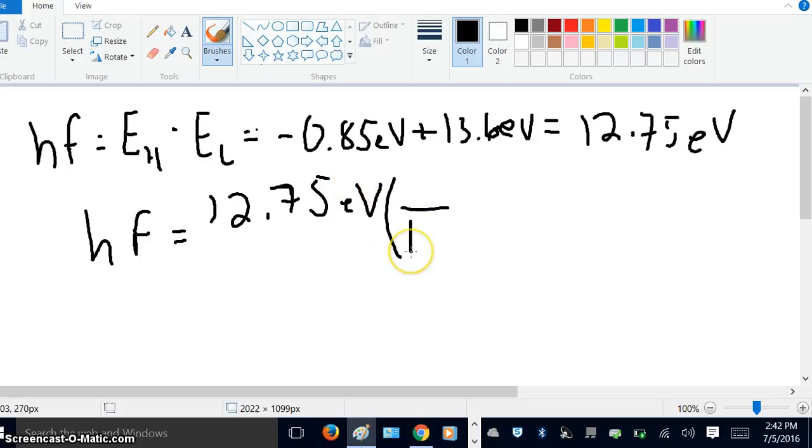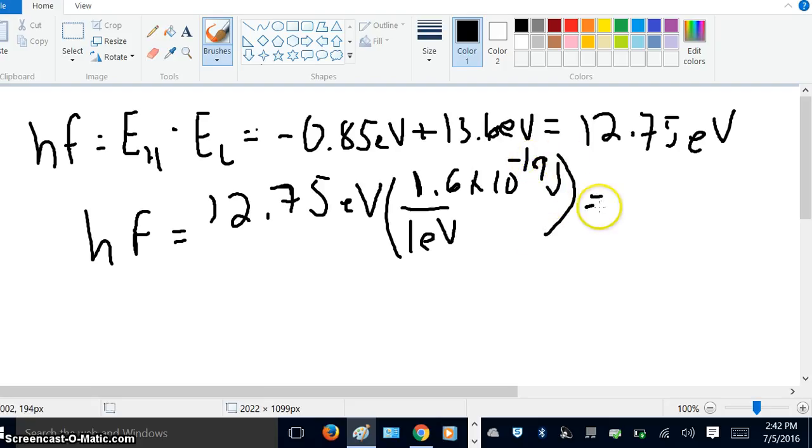So we learned that 1 electron volt is 1.6 times 10 to the minus 19th joules. And when we do that in our calculator, let's see, what do I come up with? I get 2.04 times 10 to the minus 18th joules.